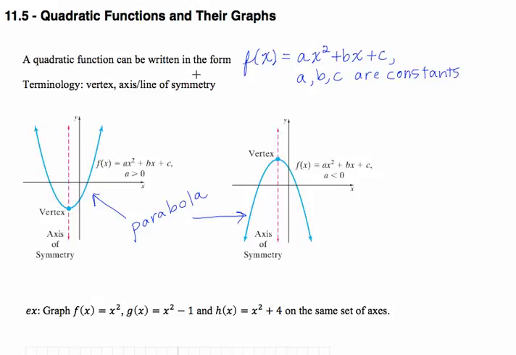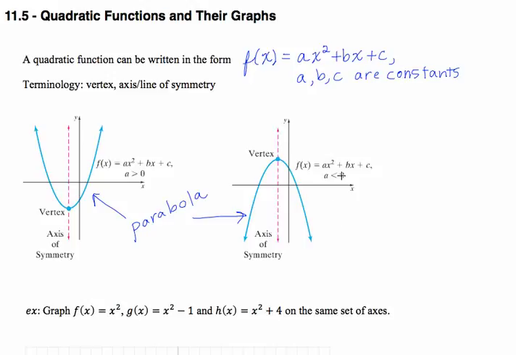Okay, there's a little bit of terminology you should know. The vertex is this point right here. It's either at the very bottom or at the very top of the parabola. And the axis of symmetry, which is also sometimes called the line of symmetry, is that line that goes through the vertex. It's always a vertical line. The parabola mirrors itself over that line. As you can see, it acts like a mirror, from here to here, all the points mirror each other over that axis of symmetry.